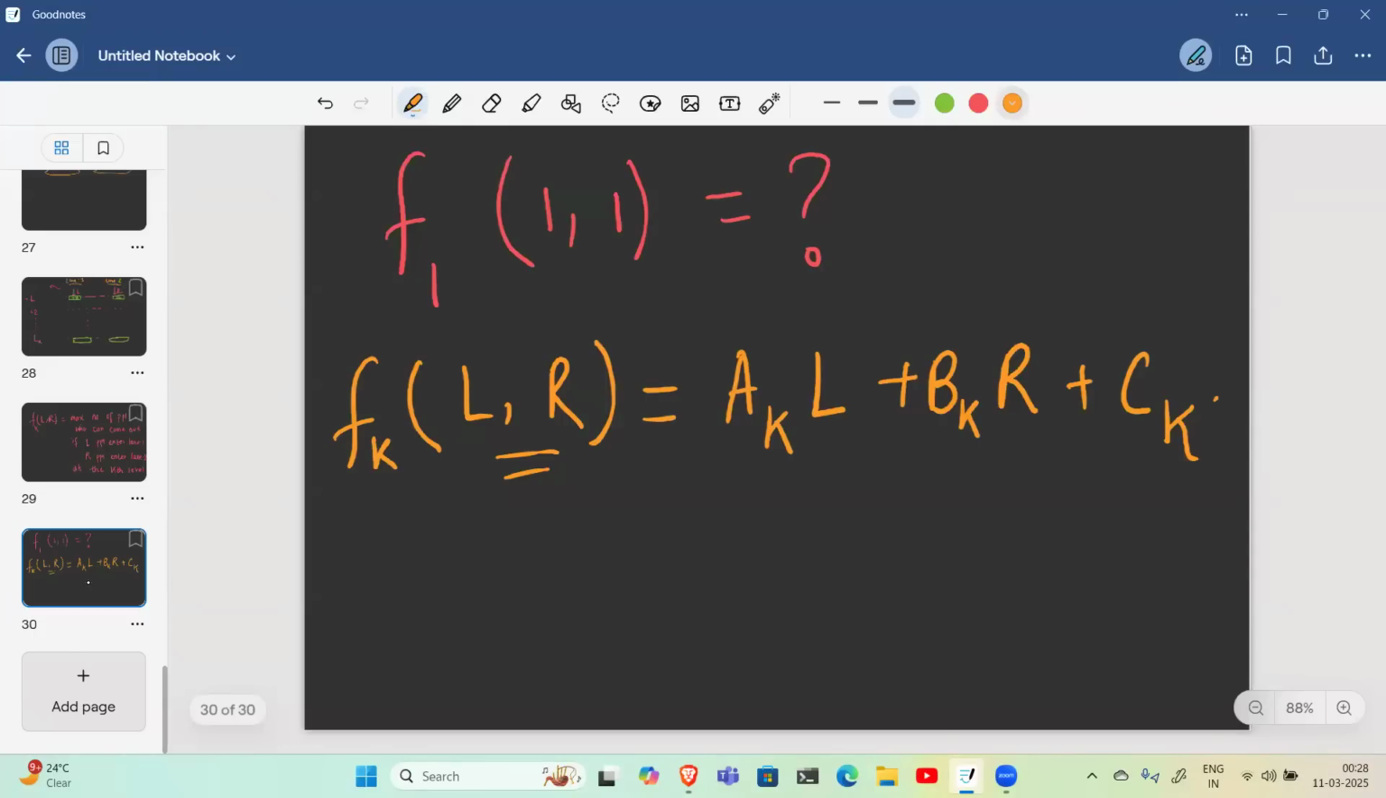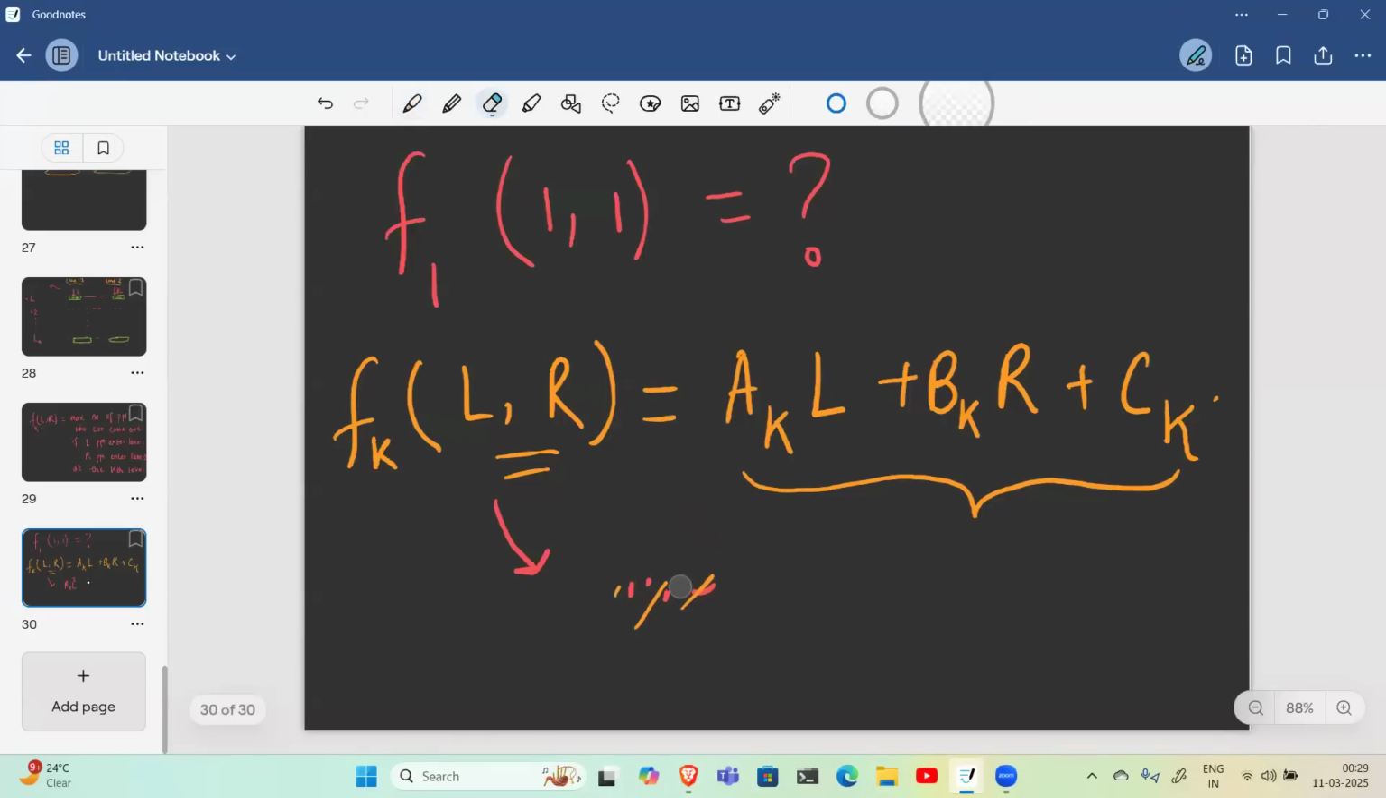Think about it: this function of L comma R cannot look something like some coefficient ak into L square. It cannot look like that, right? Because what happens to the number of people? You basically multiply it with something or add something to it. So at the end of the day, what you will get will be something linear. So these types of things are not expected.